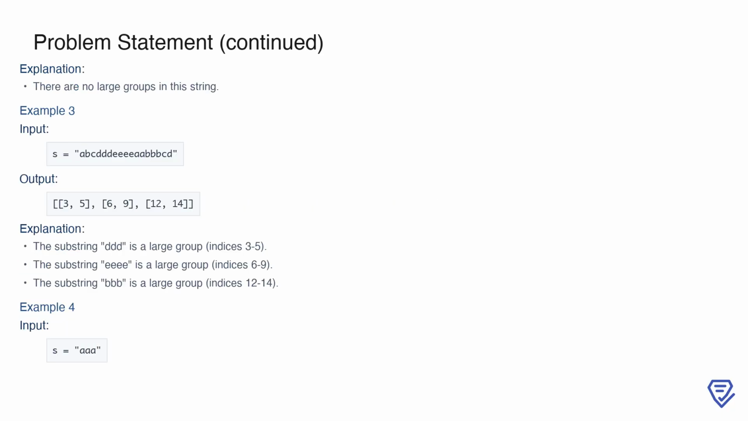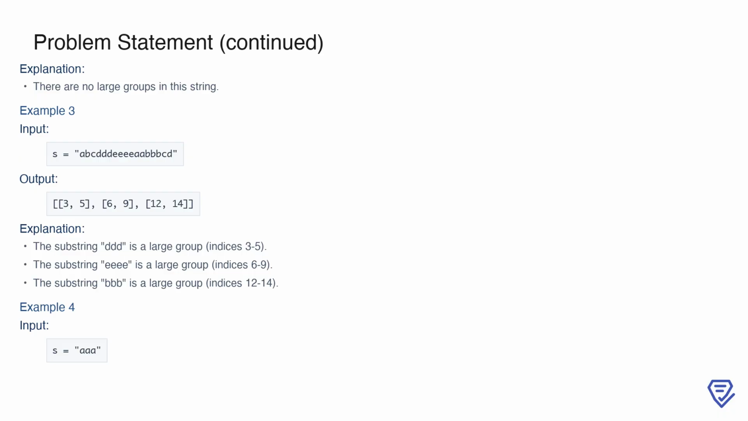Another example demonstrates how the function identifies multiple large groups. For the input string s equals abcdddeeeabbbbcd, the output is 3, 5, 6, 9, 12, 14. Breaking it down, the substring ddd forms a large group with indices 3 to 5. Next, the substring eeee is another large group, spanning indices 6 to 9. Finally, the substring bbb is the third large group, found at indices 12 to 14. Each of these groups meets the condition of having a length of 3 or more, so we include all of them in the output. This example highlights how the function must handle cases where multiple large groups exist within a single string.